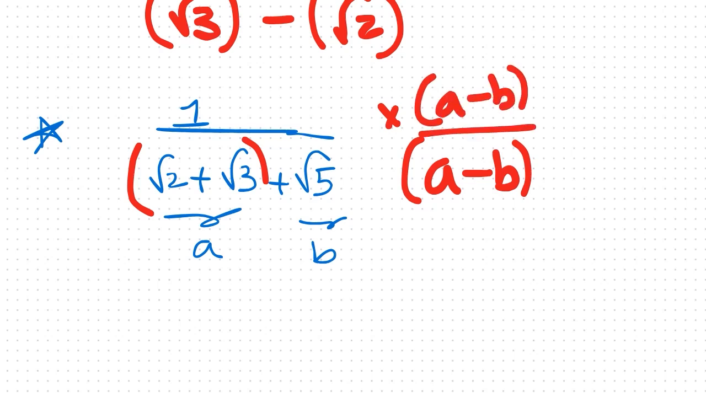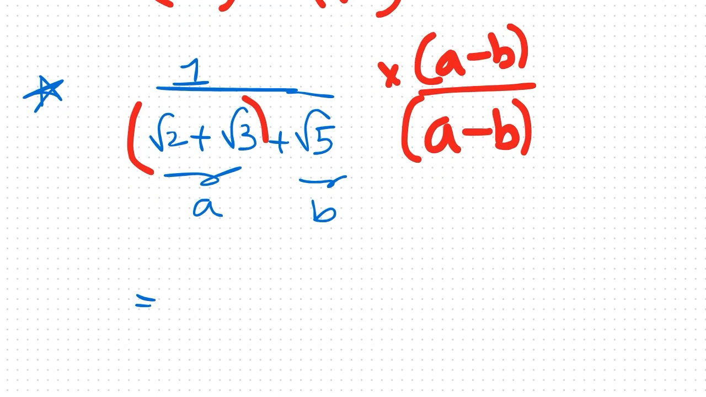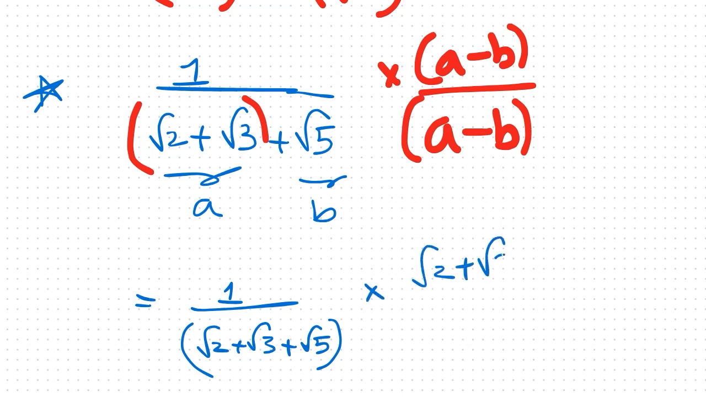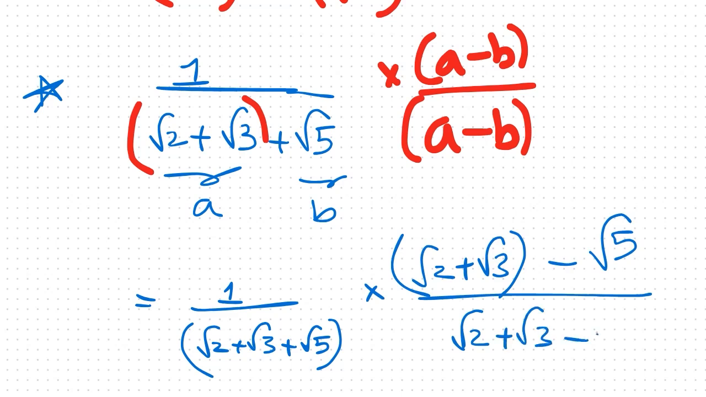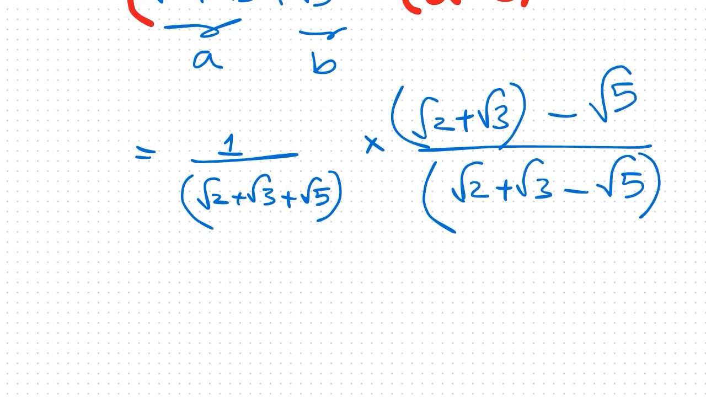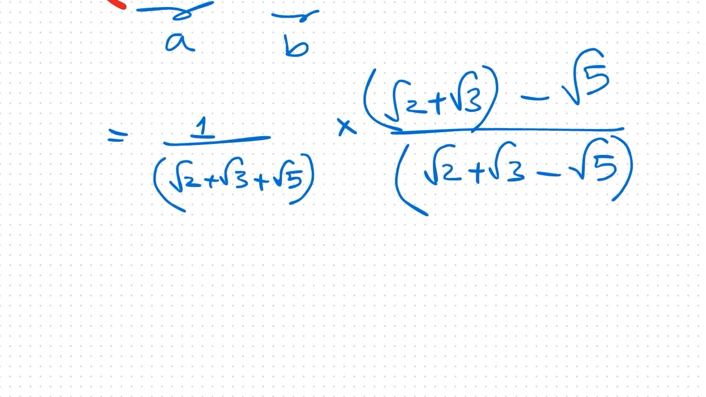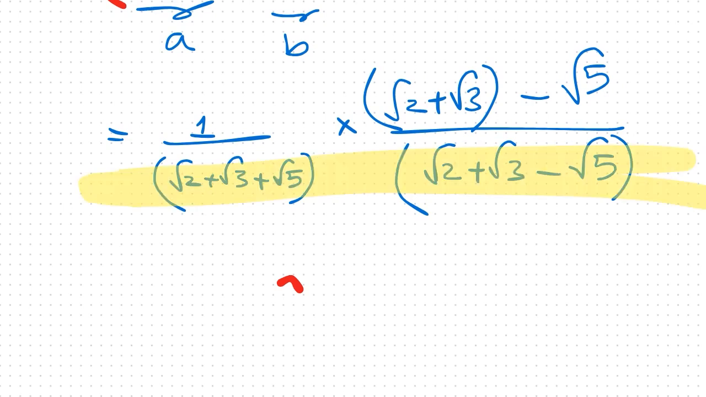So what is A here? A is 2 root 2 plus root 3. So root 2 plus root 3 minus B, which means minus root 5, like this. I have to multiply and divide by that. How do you solve this product? Can you tell me? Any guess?